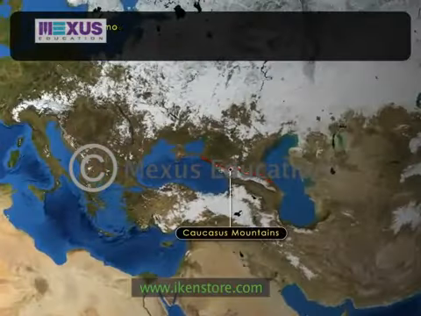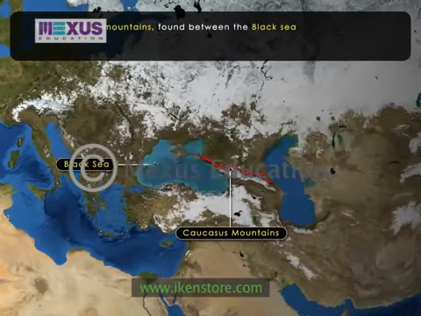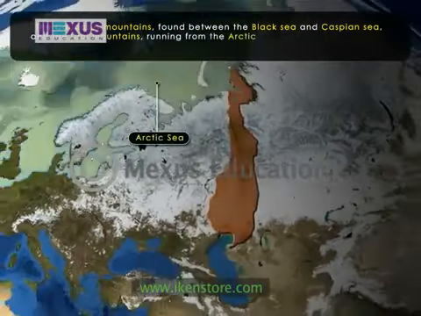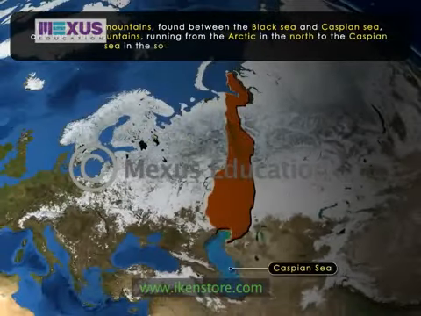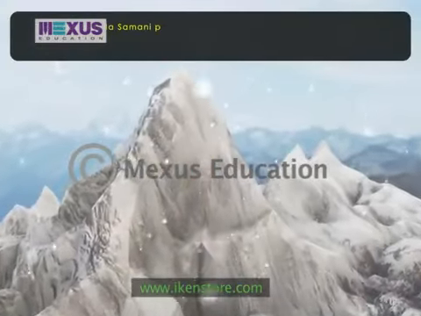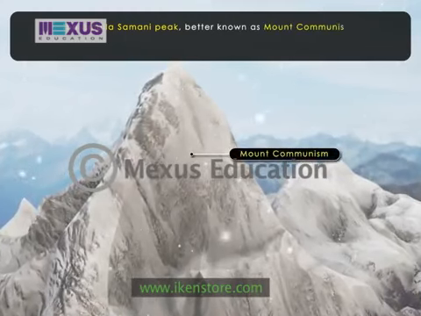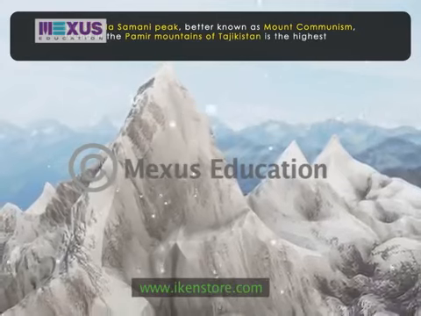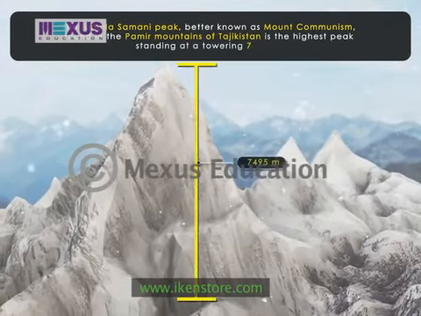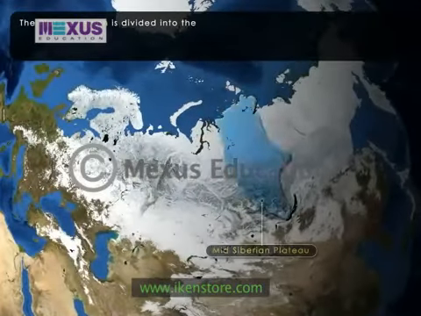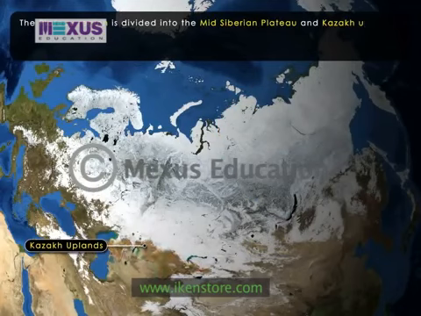The Caucasus Mountains, found between the Black Sea and Caspian Sea, and the Ural Mountains, running from the Arctic in the north to the Caspian Sea in the south, separate Europe from Asia. The Ismail Samani Peak, better known as Mount Communism, found in the Pamir Mountains of Tajikistan, is the highest peak, standing at a towering 7,495 meters.